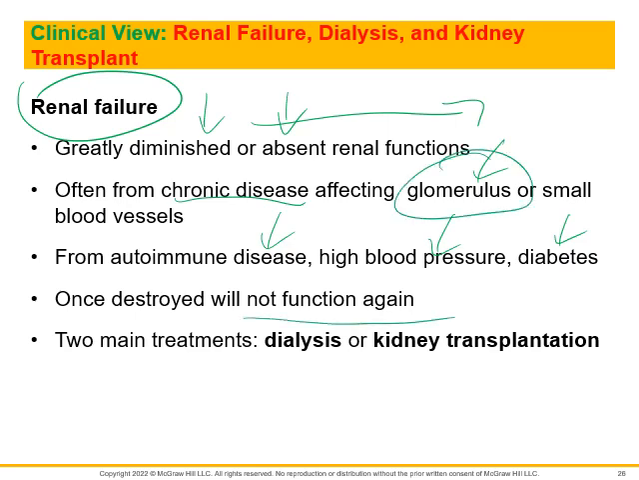Once it's destroyed, there is no regaining function. So you cannot regrow a kidney, at least not right now, right? So the only thing we can do is do external blood filtration. So dialysis, we hook you up to a machine and we filter your blood. Basically, this is an external kidney. Or we can do a kidney transplant and we can implant another kidney that is functioning into your body. So for right now, we need to be nice to our kidneys because we have no way to regenerate them.